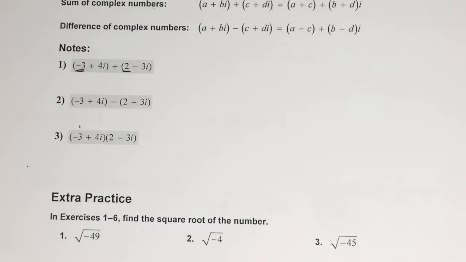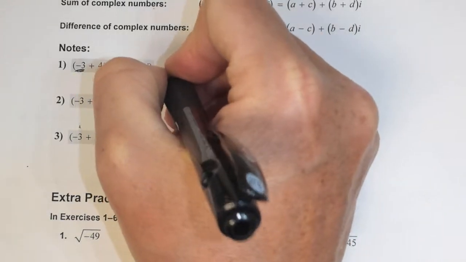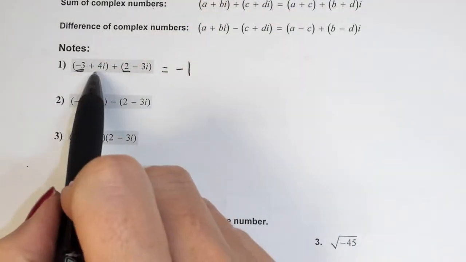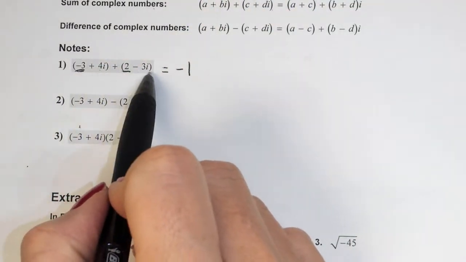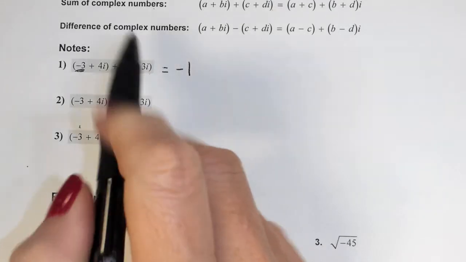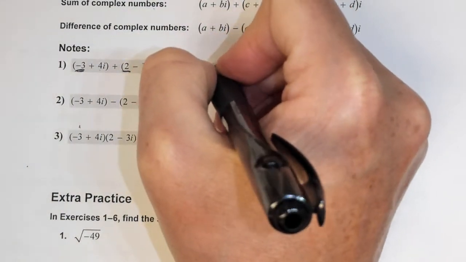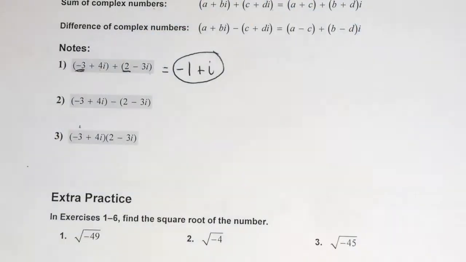What do I get if I combine those two? Negative 1. So this is going to equal negative 1. And then what is 4i minus 3i? It's just i, isn't it? So it's negative 1 plus i. So that's going to be our first answer.